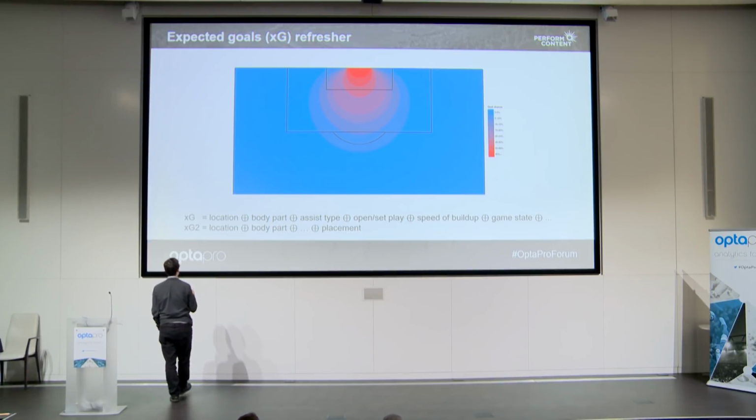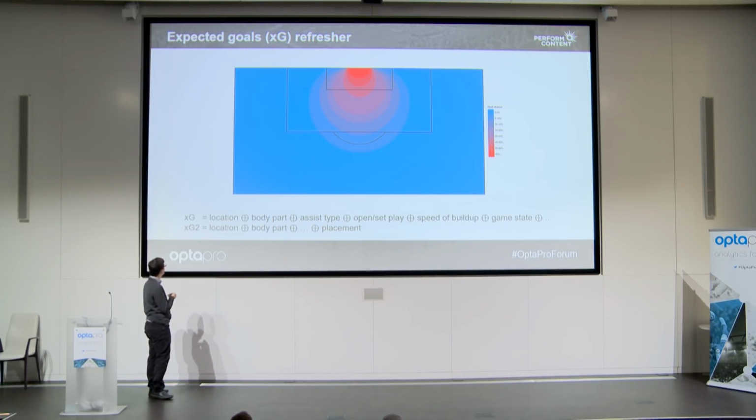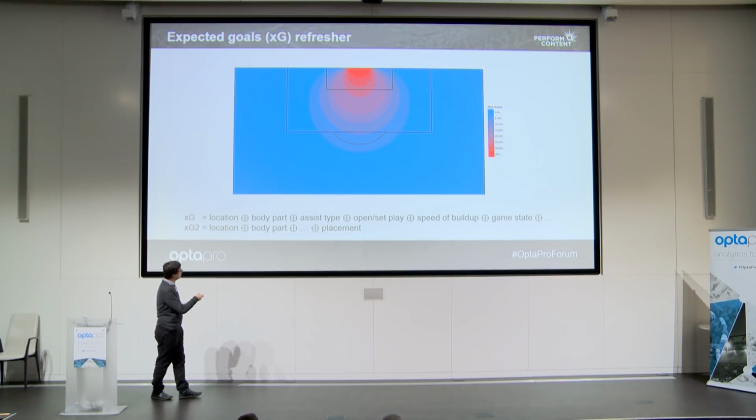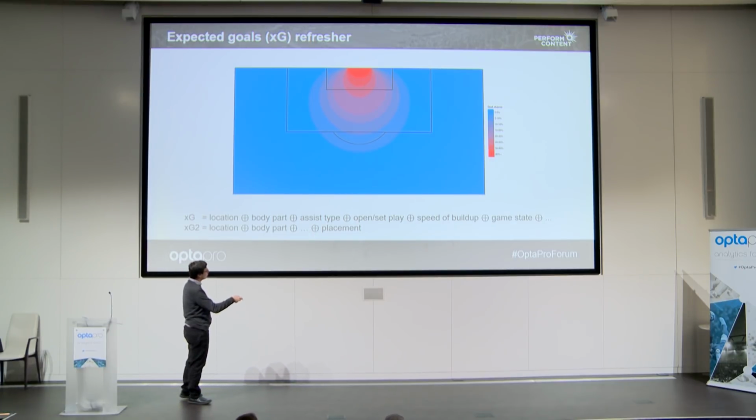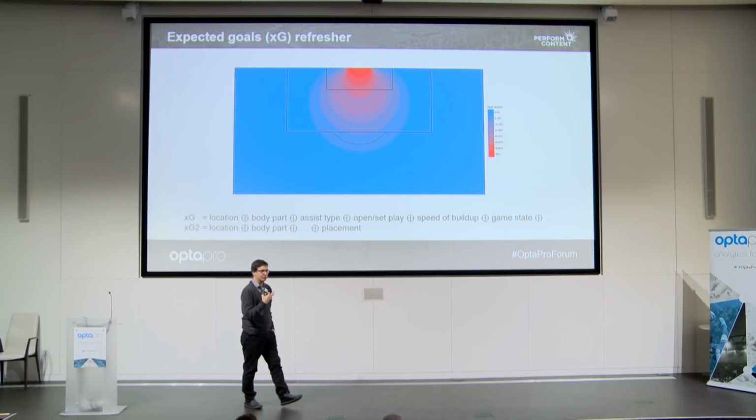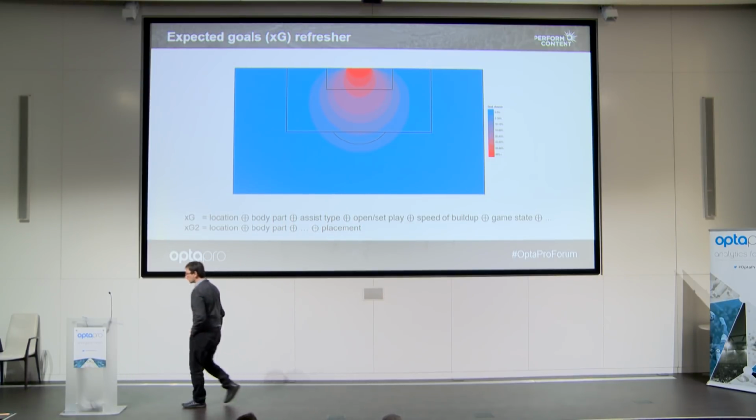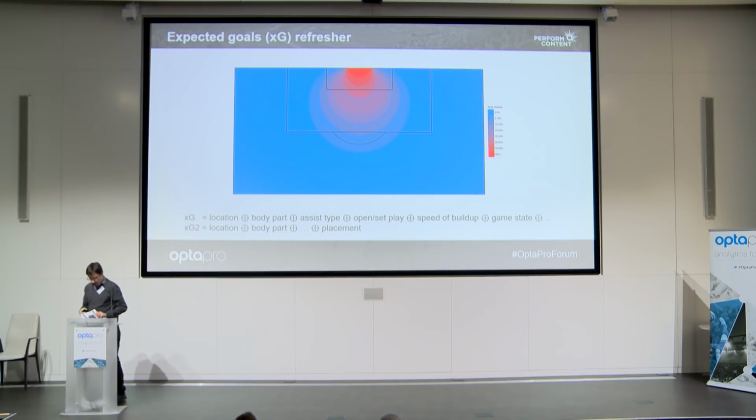And there is a dual model that is sometimes called XG2, which takes into account all of those and adds to that the shot placement. And this is used only for shots that actually hit the target. Now, this simple model is extremely powerful on the application level, and I want to walk you through that a little bit.